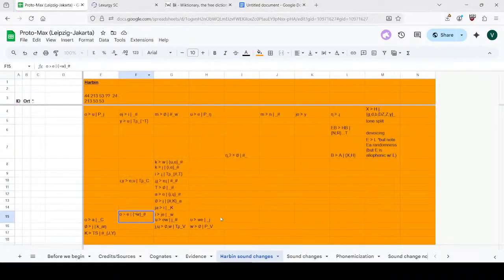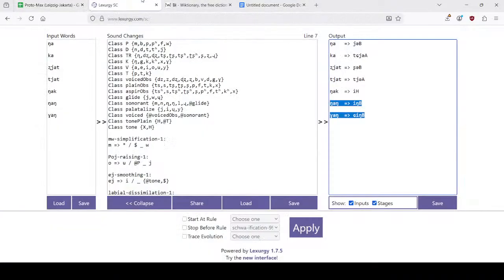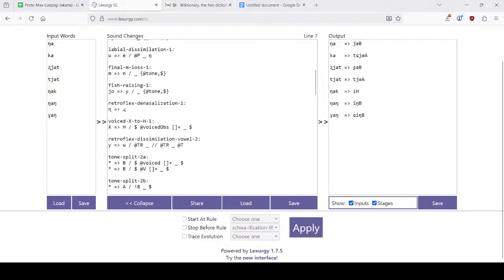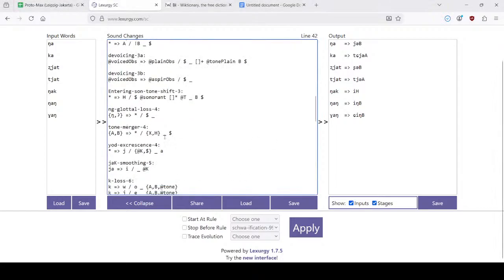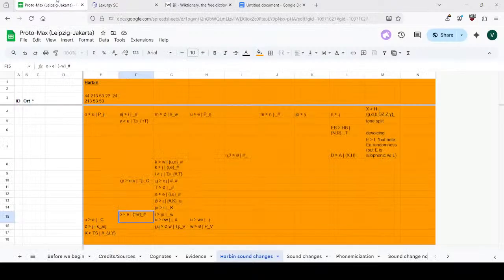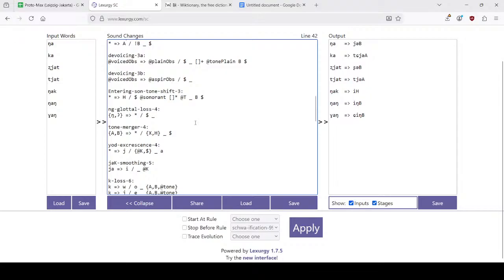But let's just quickly reorder some stuff. Actually, let me just save this real quick to Harbin. This should be correct with everything in the previous order. And then we want to move two rules down, which are the yacht excrescence, as well as the yaw smoothing before velars. So yacht excrescence and yak smoothing.